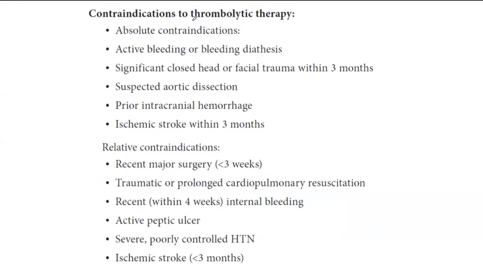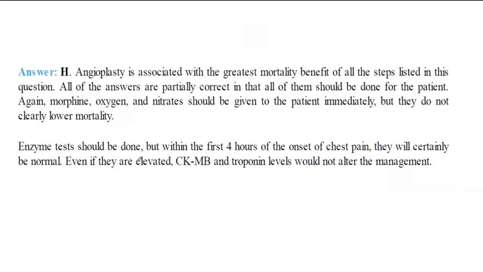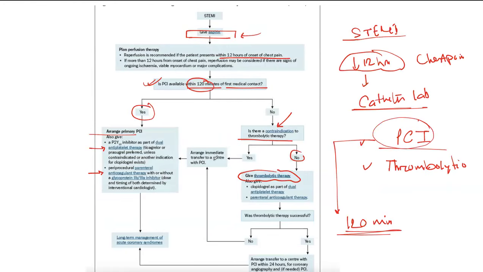So these are the contraindications of thrombolytic treatment. Active bleeding disorders, like if the patient has bleeding diathesis, you can't give them thrombolytics. Significant closed head or facial trauma within the last 3 months. If you suspect aortic dissection, a previous history of bleeding in the brain, or a history of ischemic stroke in the last 3 months. And then there are some relative contraindications, which you should also remember. If any of these are there, then we will not go for thrombolytic. In that case, you will need to send the patient to a tertiary hospital for PCI.